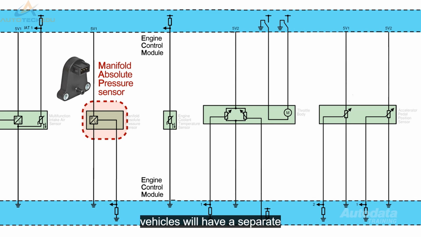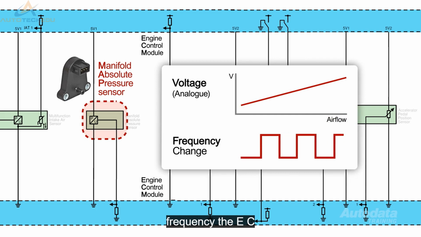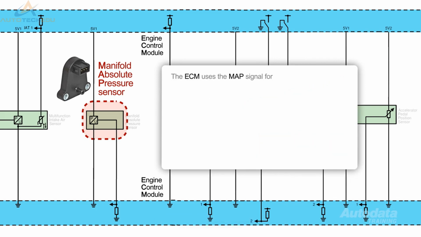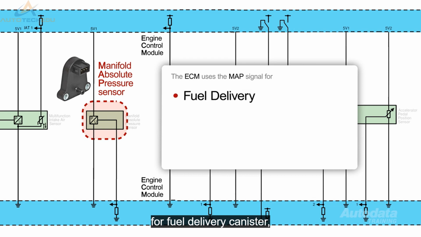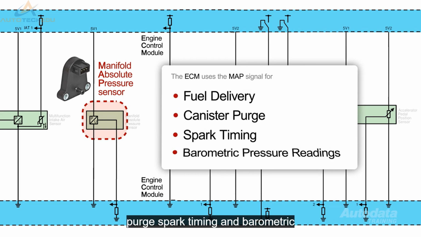Some vehicles will have a separate barometric or baro sensor. The output of a MAP sensor can be either a variable voltage or a changing frequency. The ECM uses the MAP signal for fuel delivery, canister purge, spark timing, and barometric pressure readings.